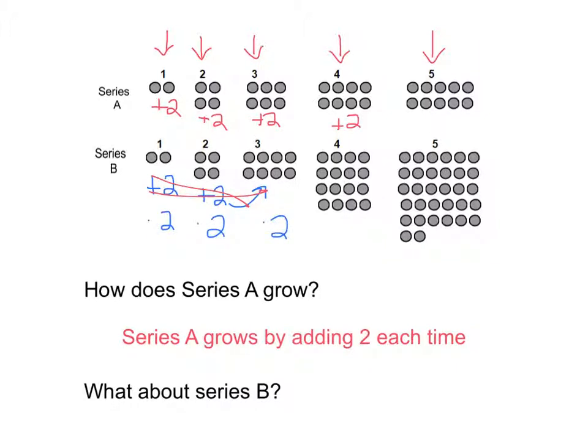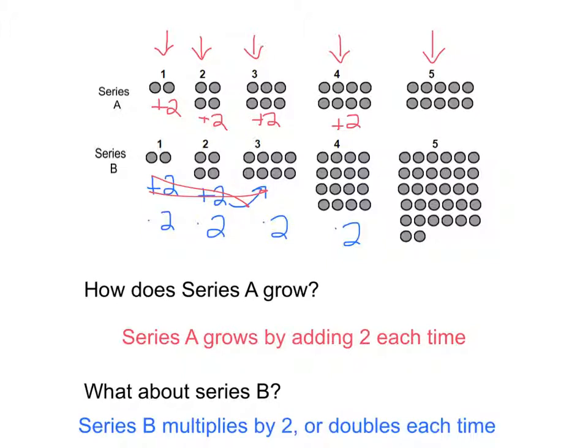If we look at multiplication, we can see that each time we're multiplying by 2 or doubling. Therefore, we can make this comment about Series B. Series B multiplies by 2 or doubles each time. Doubling is simply another word for multiplying by 2. If it multiplied by 3 every time, we could simply say that it triples.